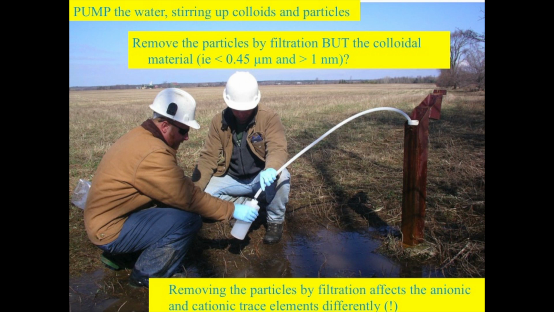When they filter the water with a 0.45 micron membrane filter, they're removing the particles, but what about the colloids? The colloids are those particles that are smaller than 0.45 microns and larger than a nanometer. So what they're measuring is the extent to which they've added colloids to the water during their process. They're removing the particles by filtration, and that affects the anionic and the cationic metals differently.